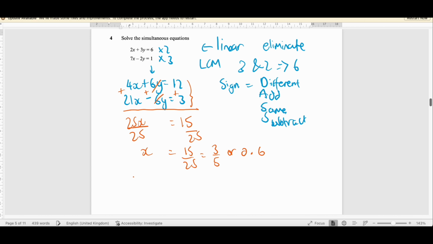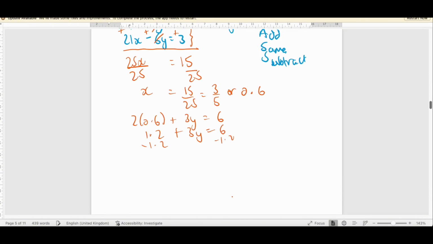So we'll multiply into the first one, so we get 2 times 0.6 plus 3y equals 6. 2 times 0.6 is 1.2. To get rid of the 1.2, we subtract 1.2 from both sides. So we end up with 3y equals 4.8, and then we divide by 3. And we're left with y as a value of 1.6. These are our two answers, so 0.6 and 1.6.